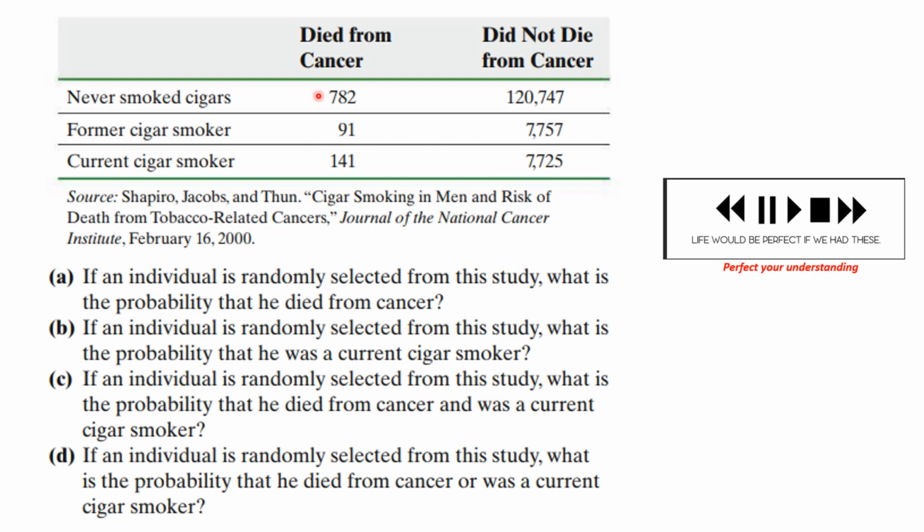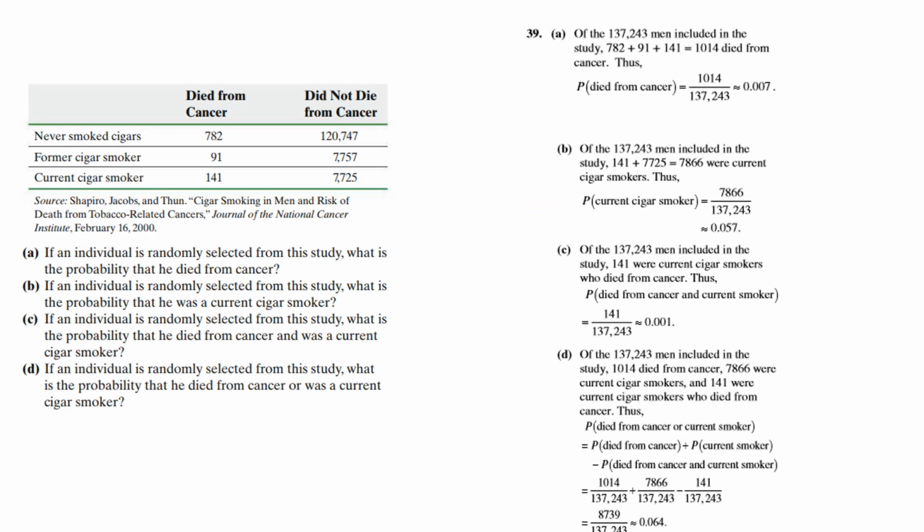Here's a survey about people who died from cancer and their smoking habits. You know what to do and when to do it. So you look at the table, and the probability that you died from cancer is 1,000. We added up these numbers here to get a little bit over 1,000 out of the total, and that's the grand total. So the probability that people died from cancer was a pretty small probability.